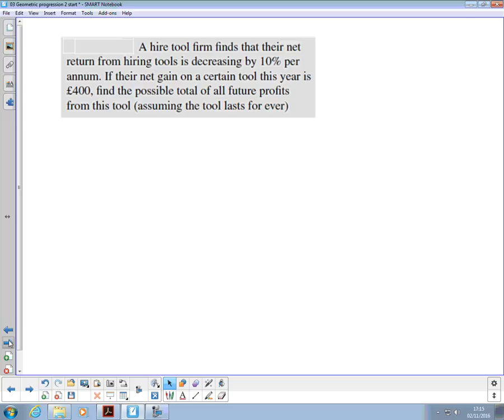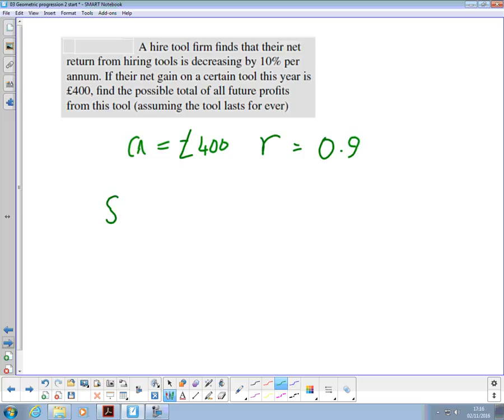So picking it out from there, what is a? £400. What is r? Is it 0.1 or is it 0.9? Yeah, it's losing 10%. So we've got 90% left every year. So then we just plug that into the sum to infinity formula and get an answer.